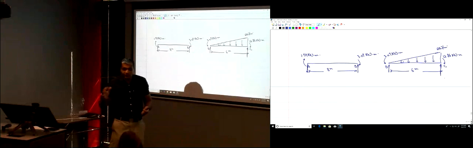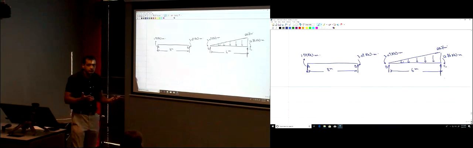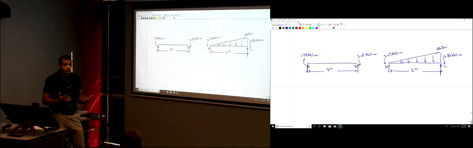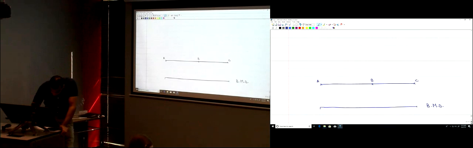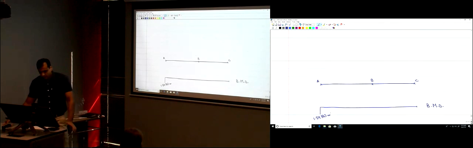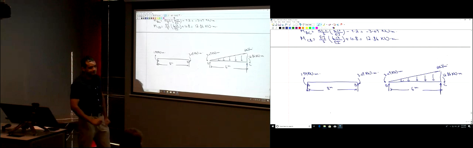You need to find the moment at the critical points, right? What are the critical points here? A, B, C. How much is the moment at point A? 1.54. Is that positive or negative? Positive. So I'm just going to draw here, point A, positive 1.54 kilonewtons meter. And now, how much is the moment at point B?